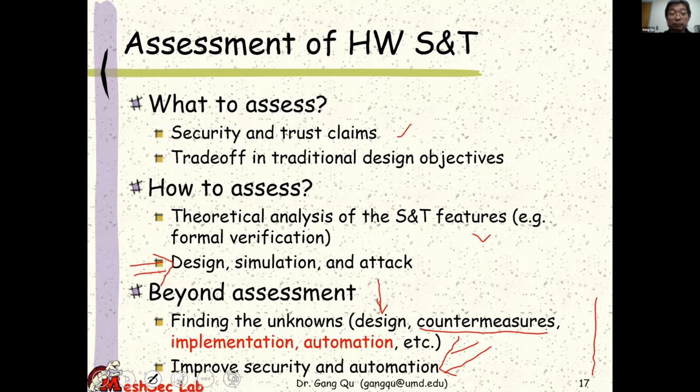And also in the implementation and in the automation process, this is probably the part where you can have a lot of new vulnerabilities. For example, we know Mark mentioned the power analysis. That comes from the not secure implementation of the modular exponentiations.